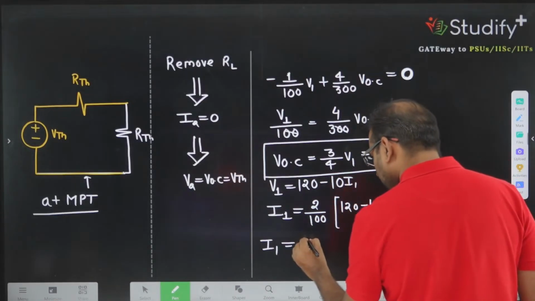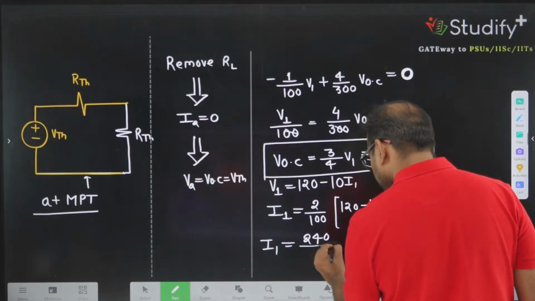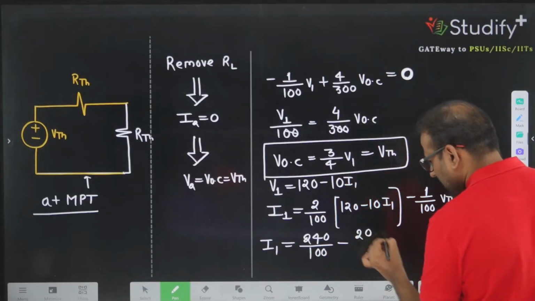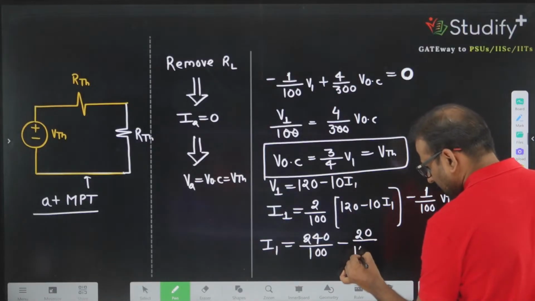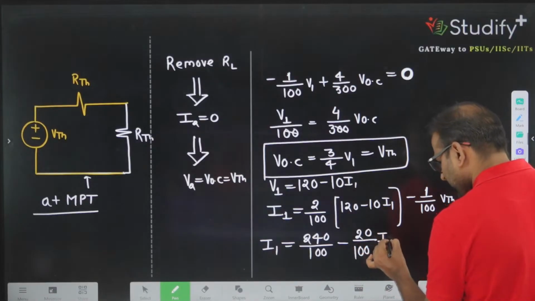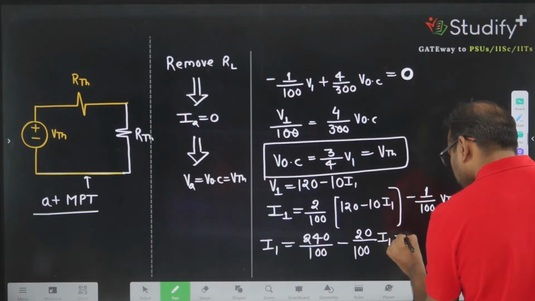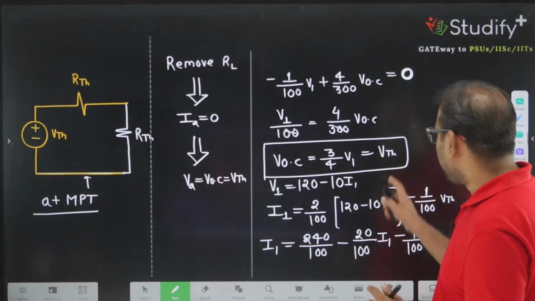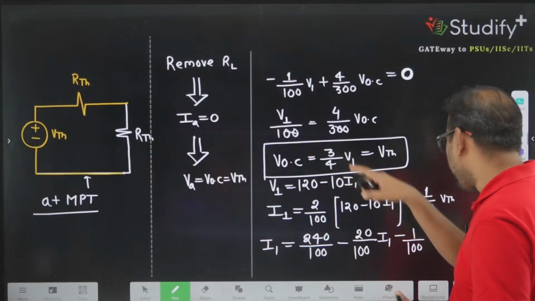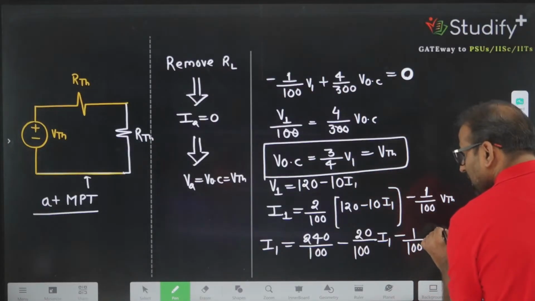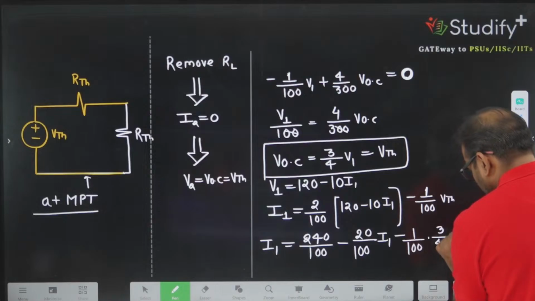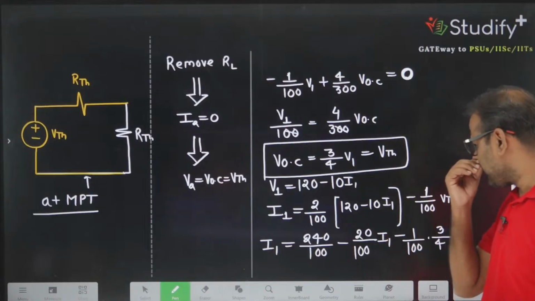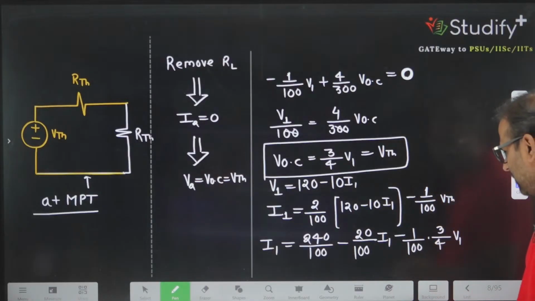Okay, I can write I1 is equivalent to 240 divided by 100 minus 20 by 100 into I1, and this value will be what? Minus of 1 by 100, and instead of writing VTH, I can write the value of what? VTH is given in form of V1. So this is 3 by 4 of V1. Now you have the direct relationship between V1 and I1.